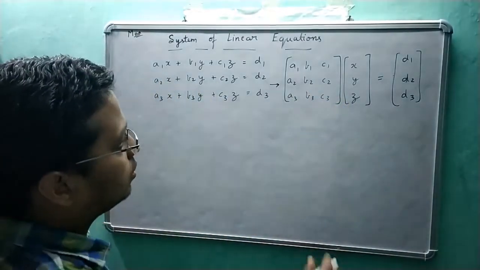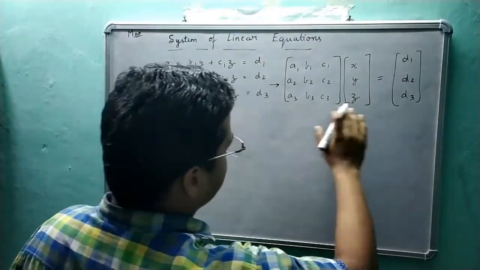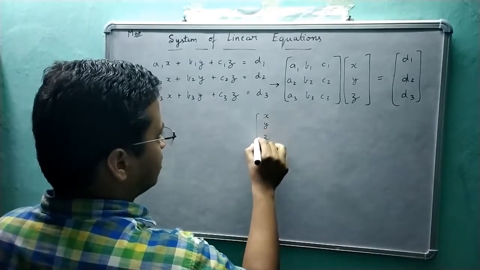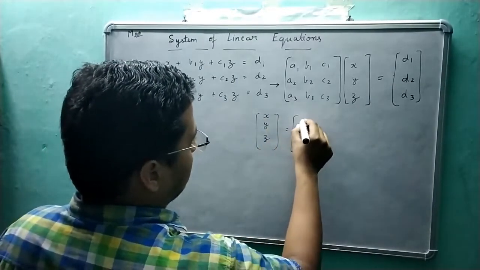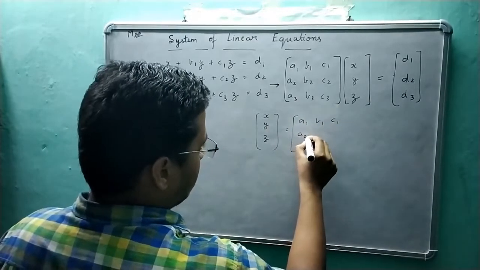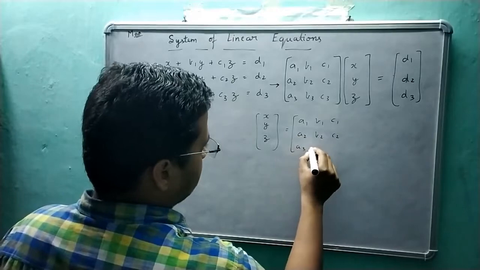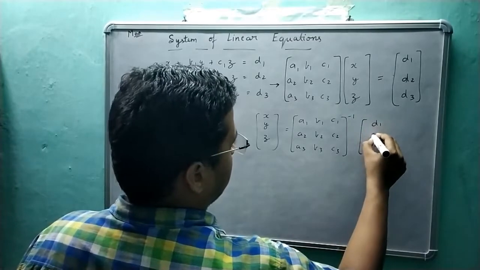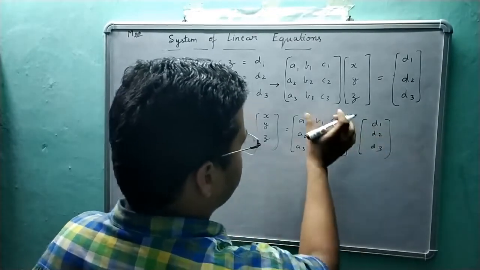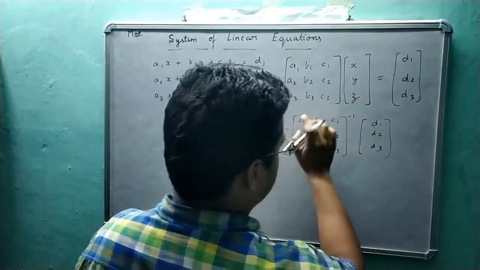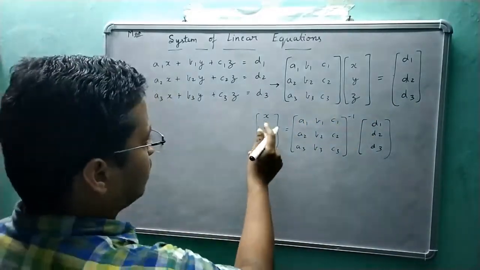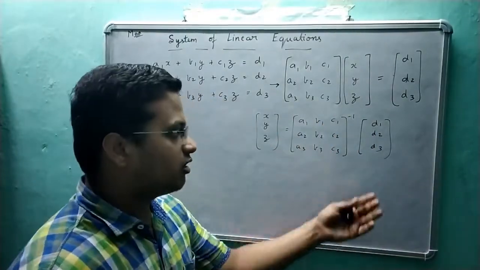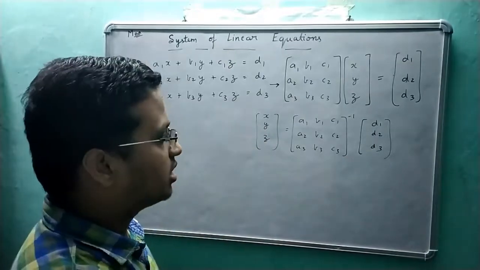Alright. Now, if you can write these equations in this form, now what will be x, y, z? So x, y, z will be the inverse of the matrix a1, b1, c1, a2, b2, c2, a3, b3, c3, multiplied by d1, d2, d3. So this matrix is in LHS. If it goes to RHS, we will have to take an inverse. So to get the value of x, y, z, you have to calculate the inverse and multiply with d1, d2, d3.